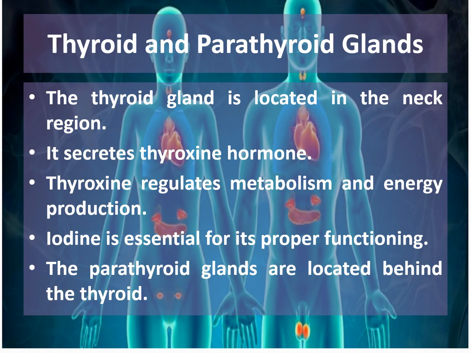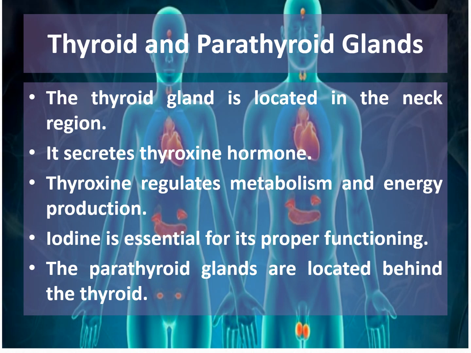Thyroid and parathyroid glands. The thyroid gland is located in the neck region. It secretes thyroxine hormone. So the thyroxine hormone is the hormone secreted from the thyroid gland which is present in the neck region. Thyroxine regulates metabolism and energy production. Iodine element is essential for the proper functioning of thyroid gland.